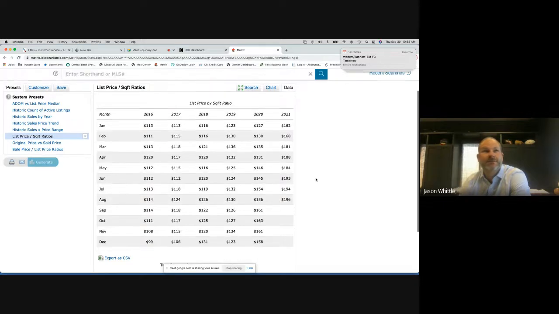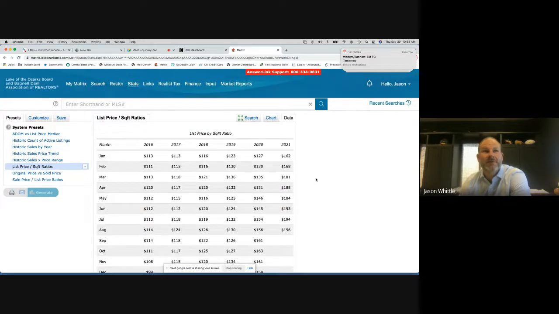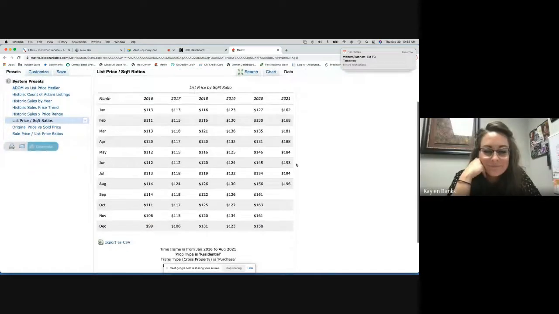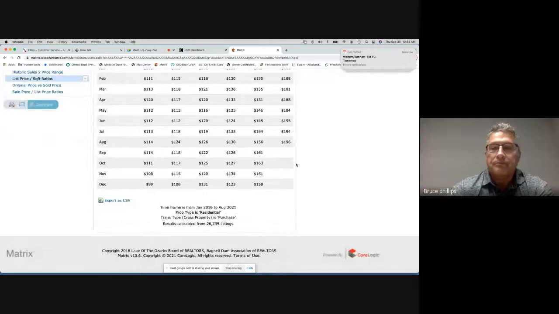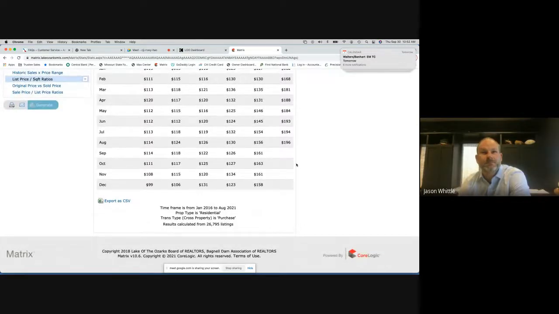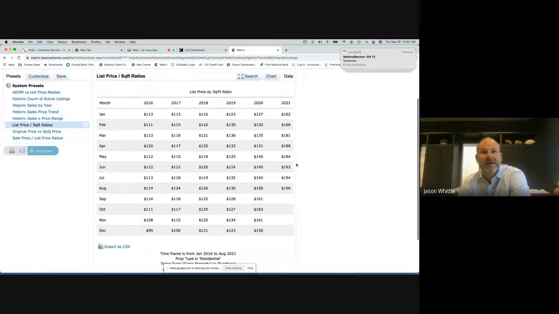And this is not lakefront homes. This is just list price, just overall. Wow. It's all residential. It's not single family. It's not condos.